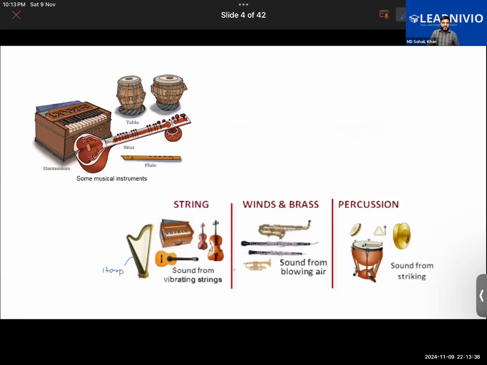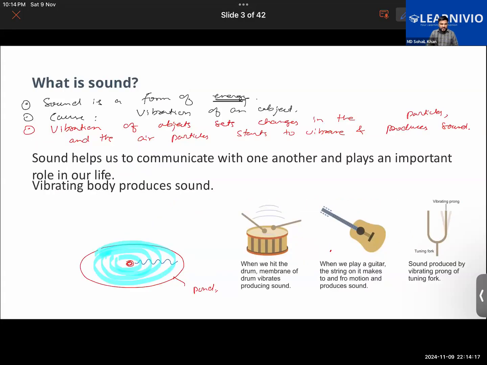Further, sound will be produced via different types of musical instruments. These are some of the musical instruments: string, wind and brass, and percussion instruments. The string instruments produce sound due to the vibration of the string used in them. Wind and brass instruments produce sound as the air moves across them. Similarly, percussion instruments produce sound by the striking of the instrument. So sound can be produced in different ways.